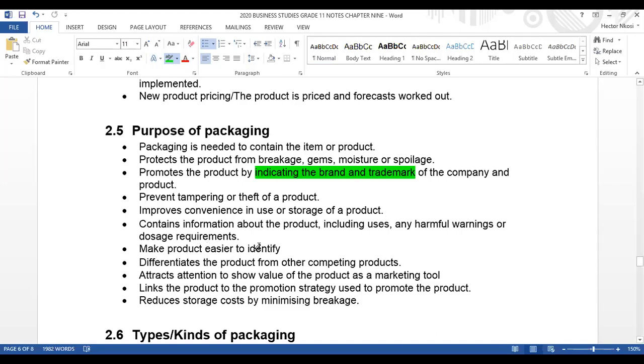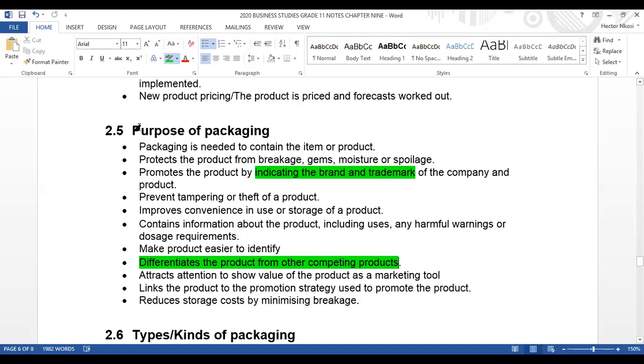Also, it makes the product easier to identify. As I said to you, it is easier to identify if you've got proper packaging. But if you don't have proper packaging, unfortunately, it's going to be difficult for you to identify those, right? Also, it differentiates the product from other competing products. As I was saying, I've already dealt with this point. I made an example with different soft drinks, or cold drinks. You can have a cold drink from Coke, from Pepsi, or from Refresher. So we've got different competing products. If you've got proper packaging, you can tell that this soft drink is from Coke, or this one is from Pepsi, or this one is from Refresher and stuff like that, right?